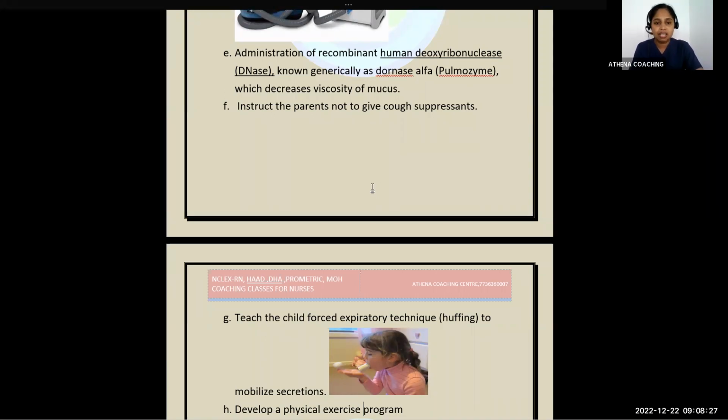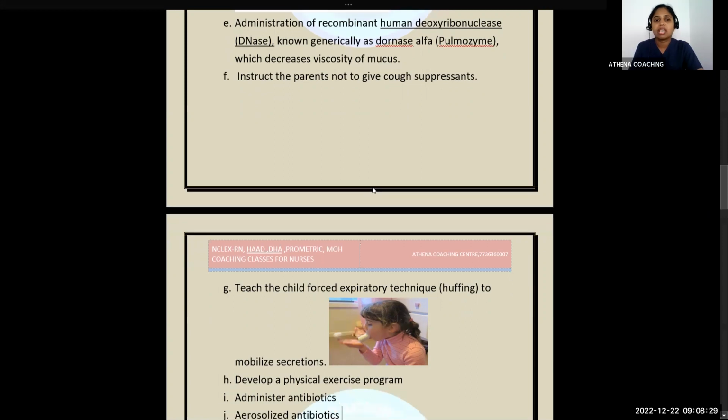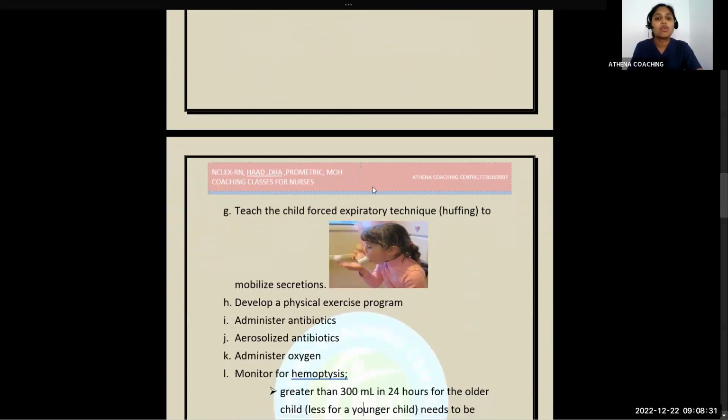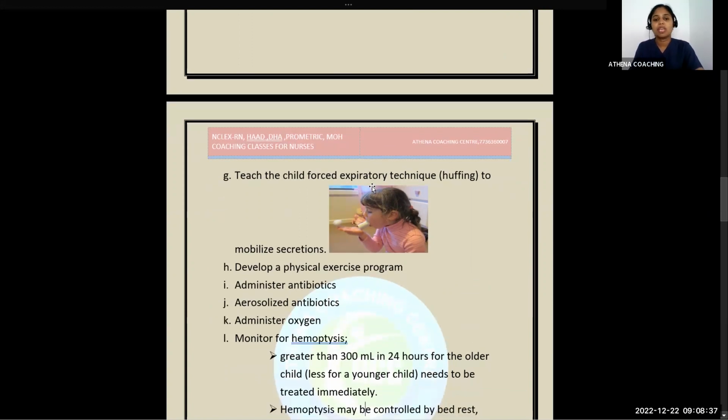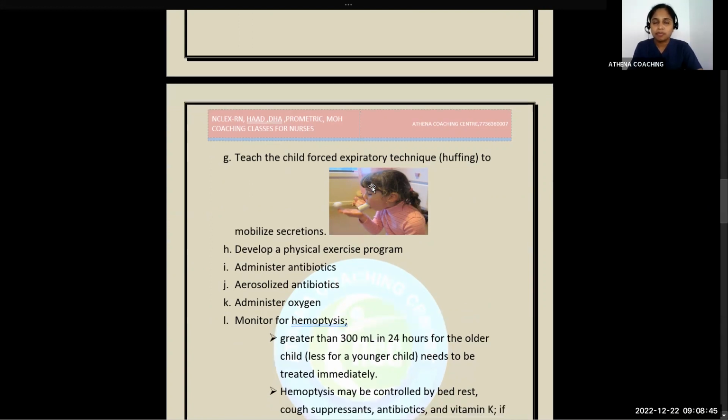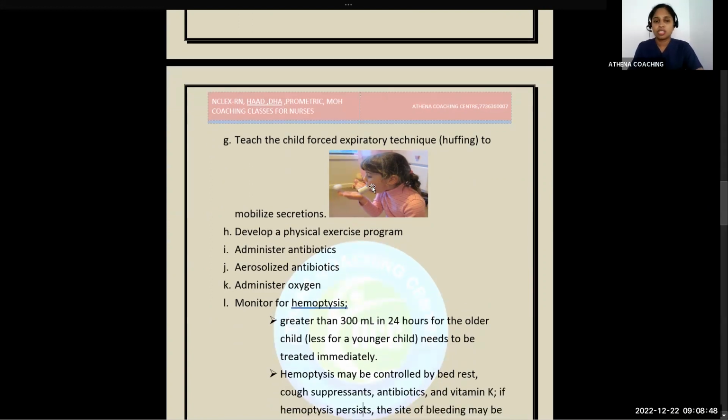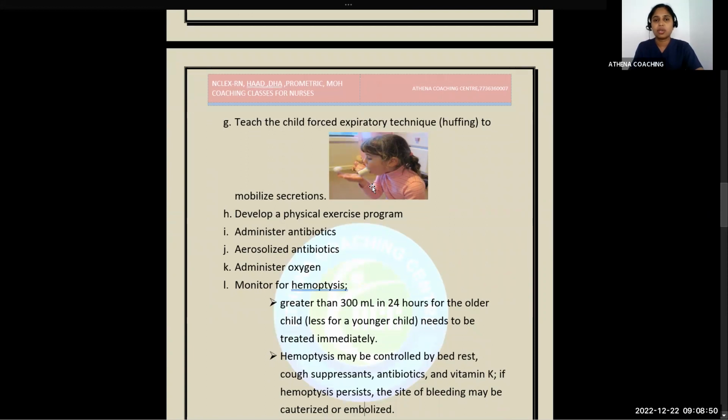Okay, so please remember all these points and teach the child forced expiratory technique, that is huffing, to mobilize the secretions. That particular point is also very important. So when a child performs a forced expiratory technique, that expands the lung and it helps to increase the oxygenation and mobilize the secretions. Okay, develop physical exercise program.